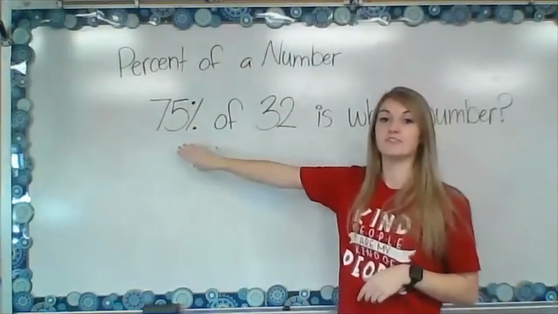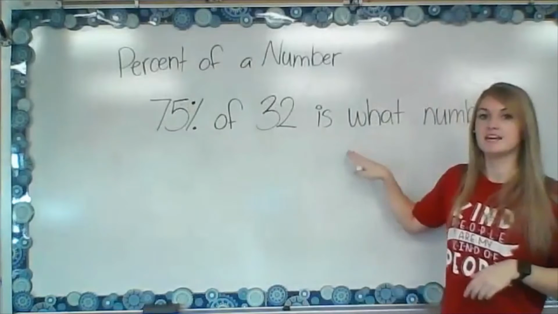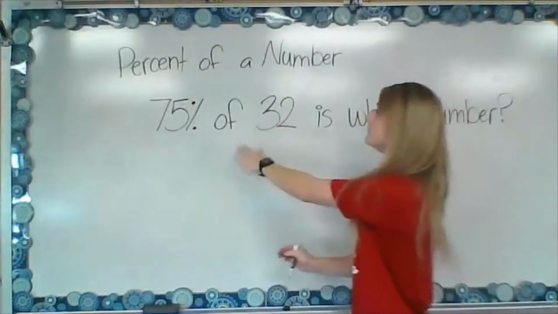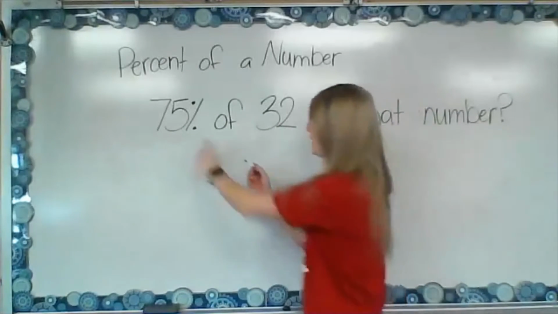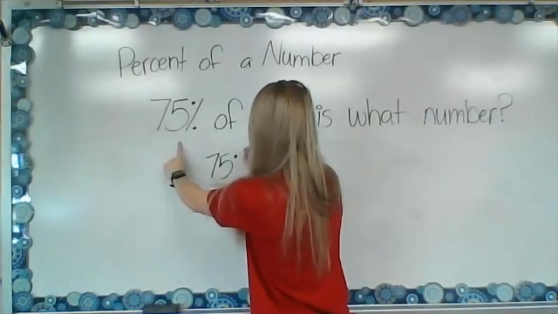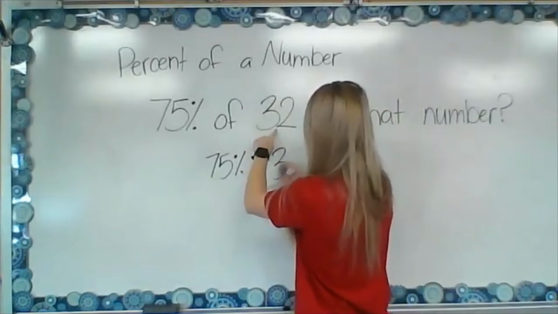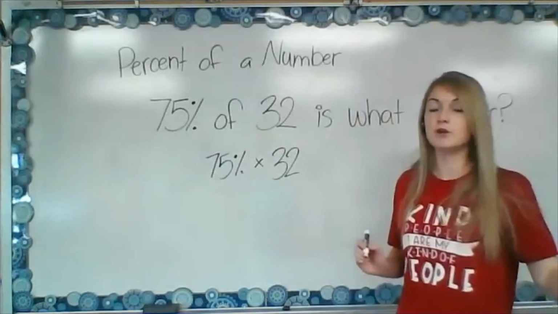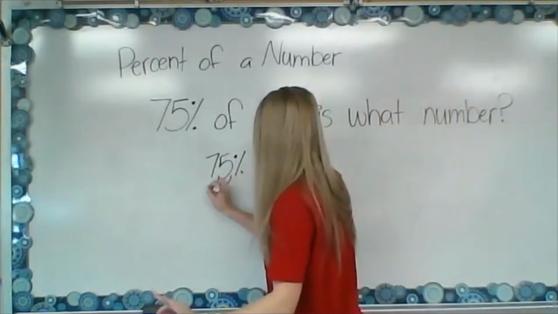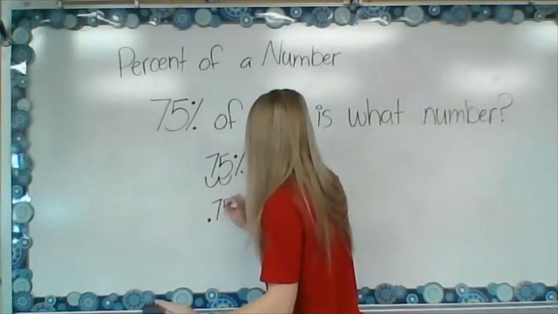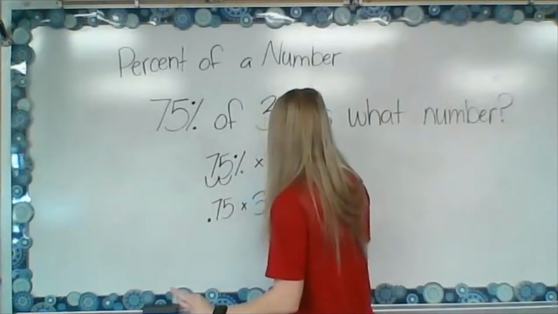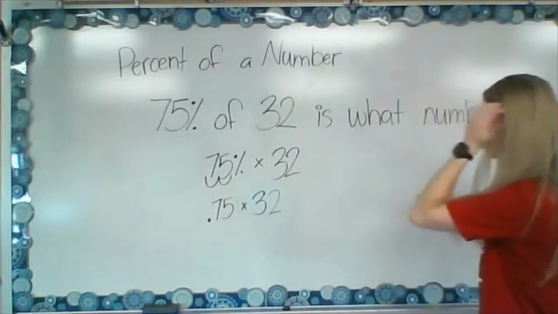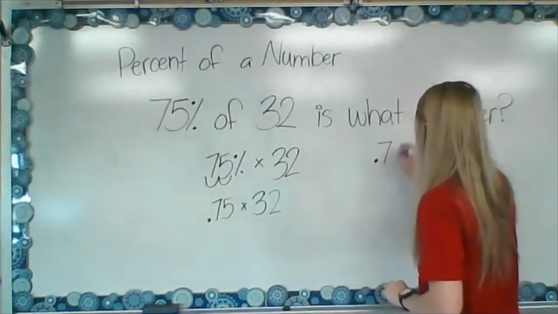Okay, here we go. 75% of 32 is what number? Okay, now, again, I know I'm repeating this so many times, but of means to multiply. So I have 75% times 32. Very first step always, percent to decimal, please don't forget. We're going to go to the left 2. So now I have 75 hundredths times 32, which is, again, just basic multiplication. So we're going to go off to the side to do the multiplying.